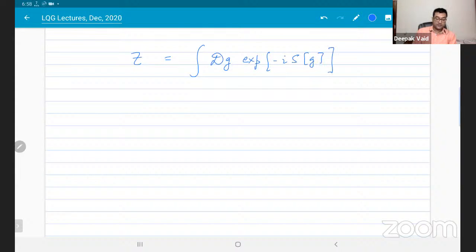where you fix the boundary geometry of your space-time, and you integrate over all the bulk metrics which are compatible with that boundary geometry. So Z is associated with the boundary of the manifold.